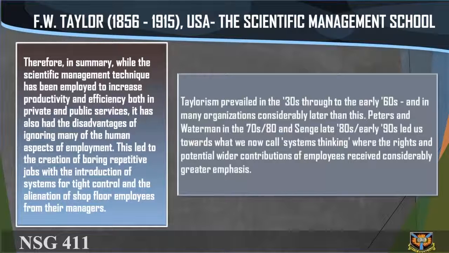Taylorism prevailed in the 30s through to the early 60s, and in many organizations considerably later than this. Peters and Waterman in the 70s and 80s, and Senge late 80s and early 90s, led us towards what we now call systems thinking, where the rights and potential wider contributions of employees received considerably greater emphasis.